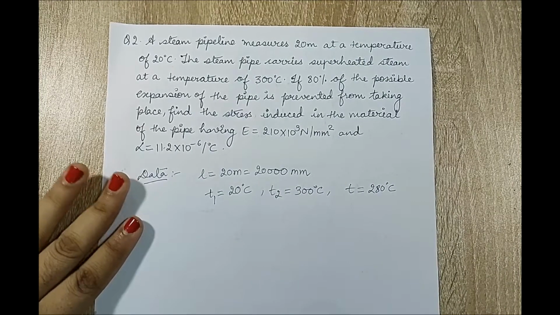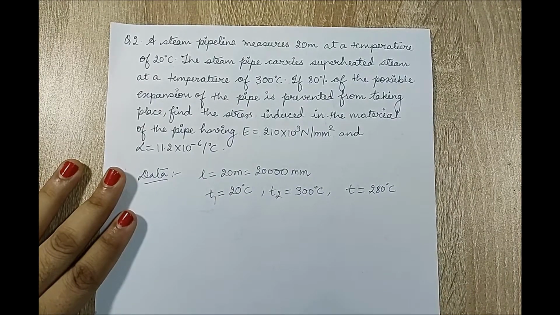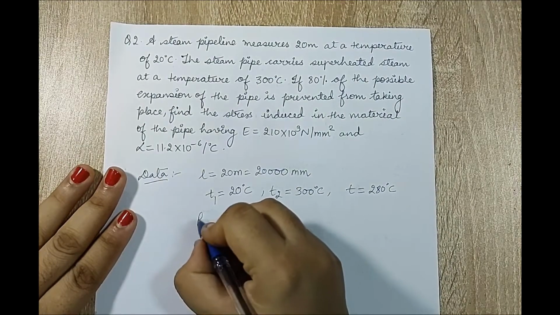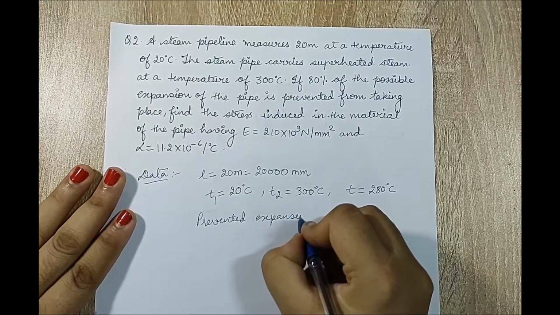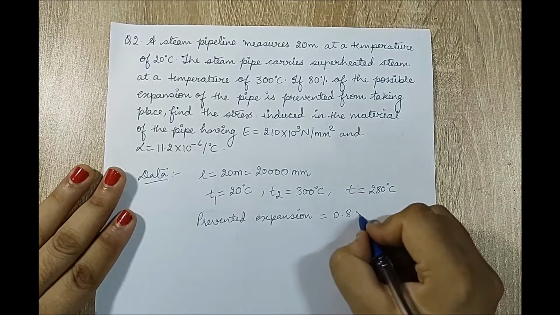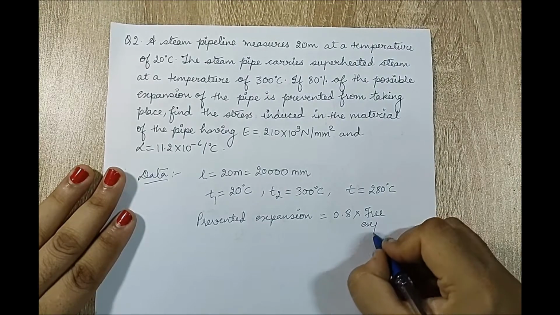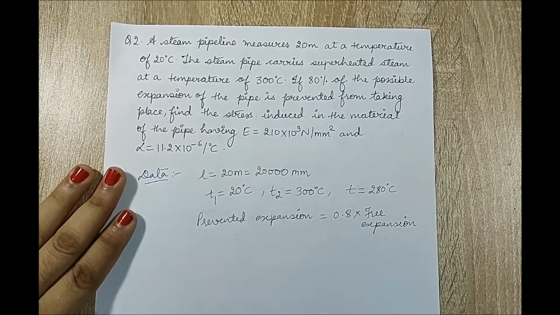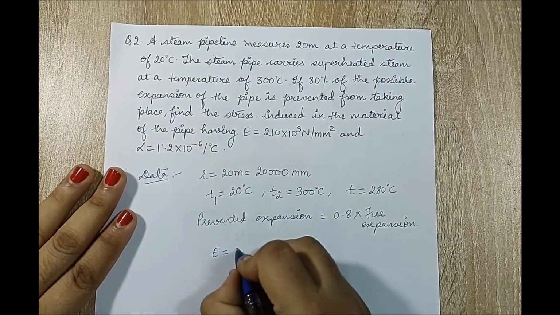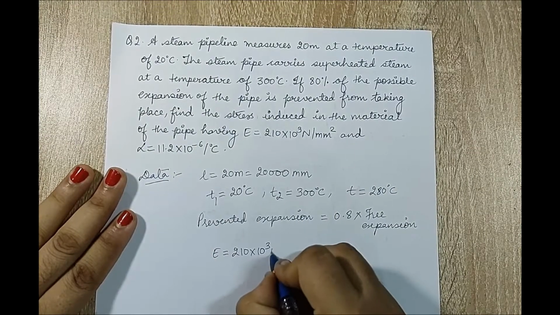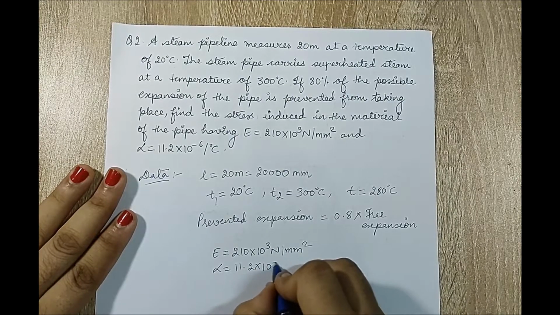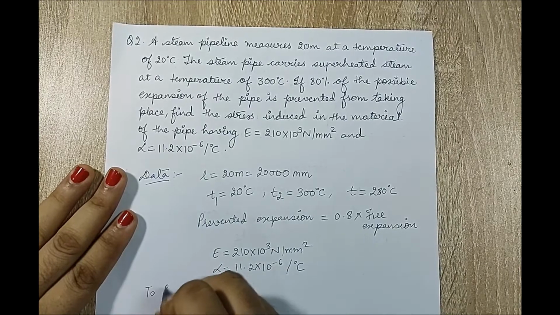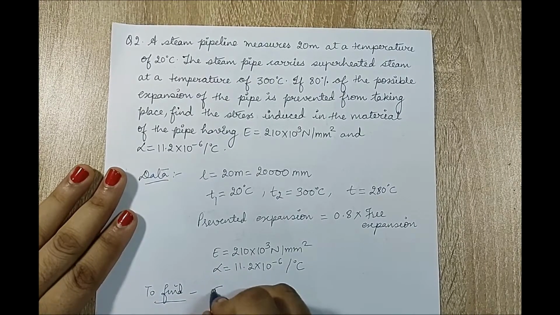If 80% of the possible expansion of the pipe is prevented from taking place, which means your prevented expansion is 0.8 times of free expansion, that is what is given. Find the stress induced in the material of the pipe having E as 210 into 10 raised to 3 Newton per mm square and alpha is given as 11.2 into 10 raised to minus 6 per degree Celsius. So I have to find sigma.